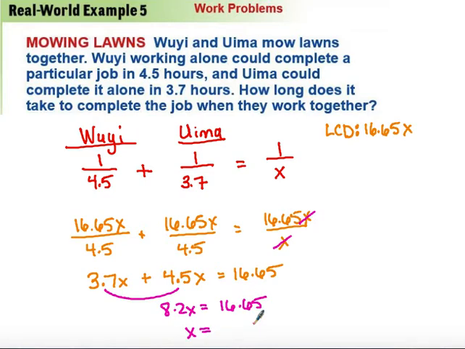And when I divide both sides by 8.2, I get roughly that if they do the work together, it will take them about 2.03 hours. So you can see the first person alone took 4.5. The second person alone took 3.7. So that's not equal work efforts. So when I averaged and put them together, they can get the job done in about 2.03 hours.